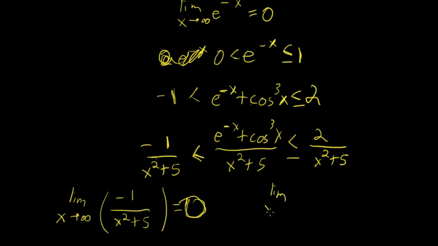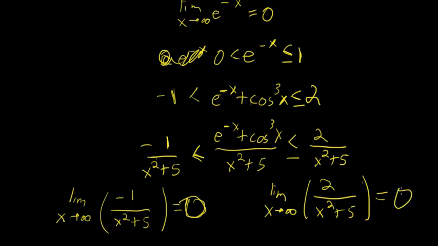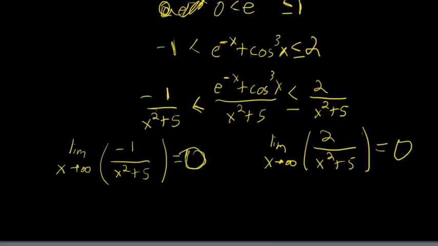Now what about the limit as x approaches infinity of this function, 2 over x squared plus 5? Well, as x gets really big, x squared plus 5 gets really big. 2 divided by a very large number is a very small number, and as that number becomes infinitely large, 2 divided by the number gets very close to 0. So this limit is also 0. So by the squeeze theorem, the limit of the function in the middle of these two functions is also 0.